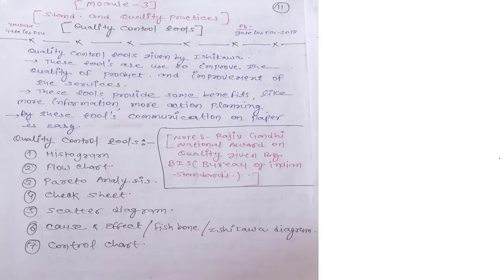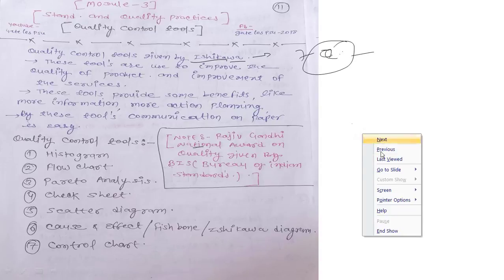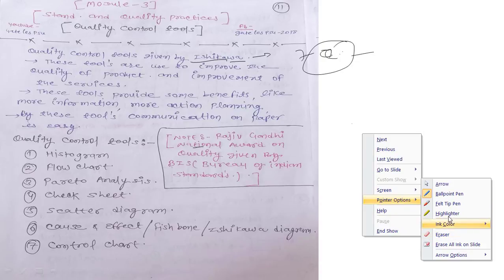And today in module 3 we will discuss quality control tools. Quality control tools are given by Ishikawa. We already discussed some quality gurus, and Ishikawa is one of them. Ishikawa gave 7 quality control tools, which show how we can control our quality. This is what we will discuss in this module.